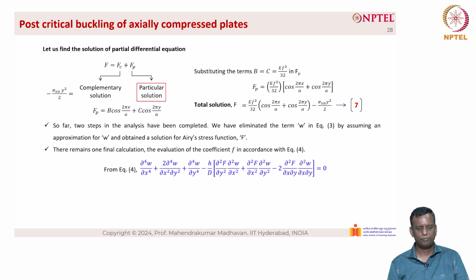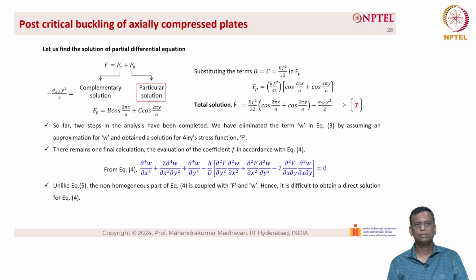From equation 4, we have ∂⁴w/∂x⁴ plus 2 into ∂⁴w/∂x²∂y² plus ∂⁴w/∂y⁴ minus h by t into (∂²F/∂y² into ∂²w/∂x² plus ∂²F/∂x² into ∂²w/∂y² minus 2 into ∂²F/∂x∂y into ∂²w/∂x∂y) is equal to 0.